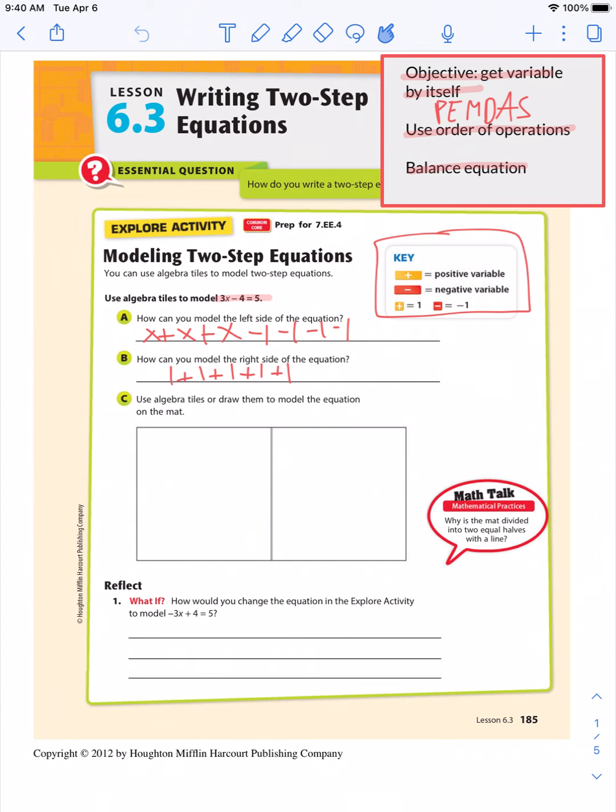All right, so let's actually draw this out. I'm going to use bars for the variables. It'll be a little easier to draw bars than rectangles. So I had 3 positive variables, and then I had 4 negative ones. Those are more like squares. Pretend all of those are squares. And then on the right side, I had 5 positive ones.